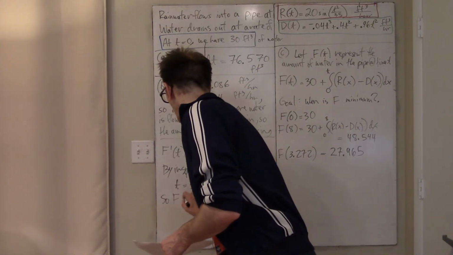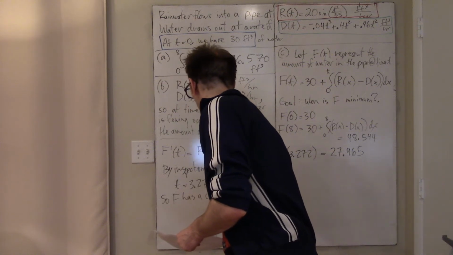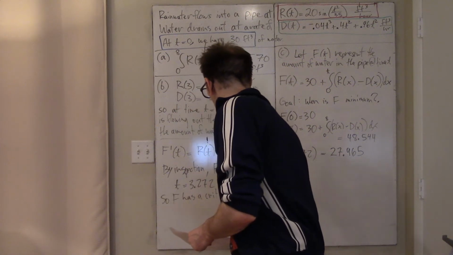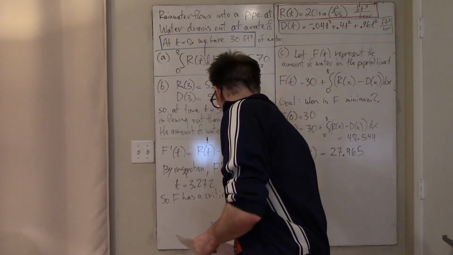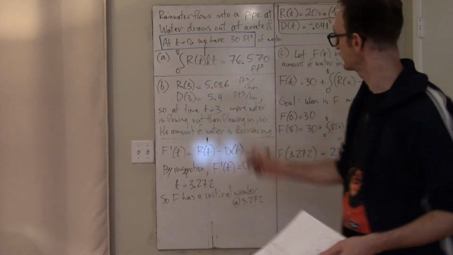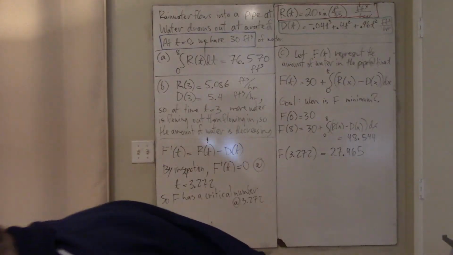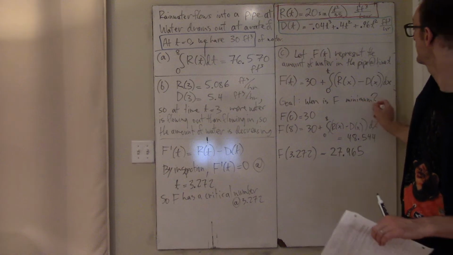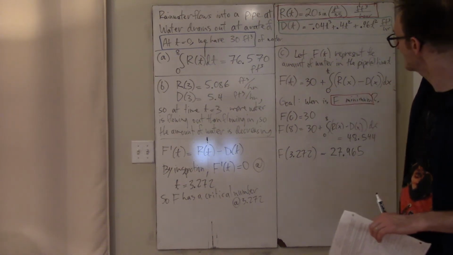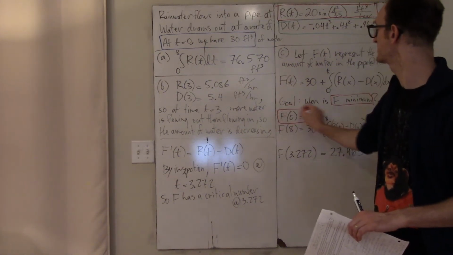So f has a critical number at 3.272. All right, so what just happened here? I was aiming to find the minimum of f. And what I did was I computed that f of 0 was 30.